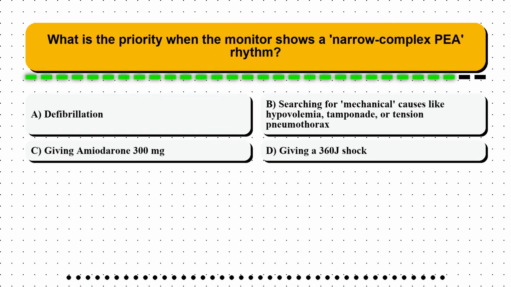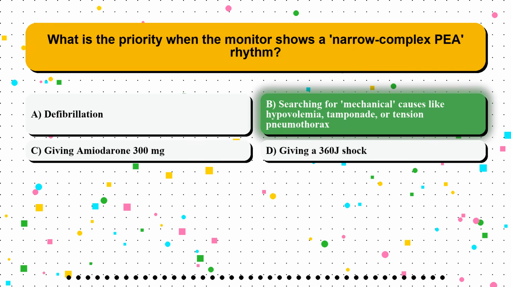Question 17. What is the priority when the monitor shows a narrow complex PEA rhythm? Option A, defibrillation. Option B, searching for mechanical causes like hypovolemia, tamponade, or tension pneumothorax. Option C, giving amiodarone 300 mg. Option D, giving a 360 J shock.